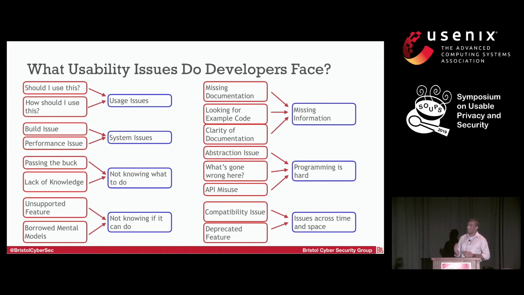System issues come from build issues and performance issues. Not knowing what to do comes from the developer having a lack of knowledge, which may lead on to passing the buck. Not knowing if it can do raises the question of the ability of the crypto library, so you may have an unsupported feature, or the developer may have to use a borrowed mental model. Missing information comes from missing documentation, a lack of example code, or a lack of clarity in the documentation. Programming is hard comes from abstraction issues, what's gone wrong here, and API misuse. Issues across time and space cover compatibility issues and deprecated features.